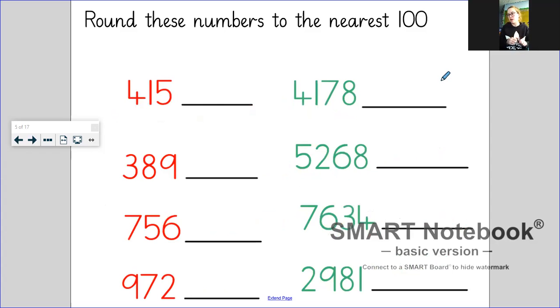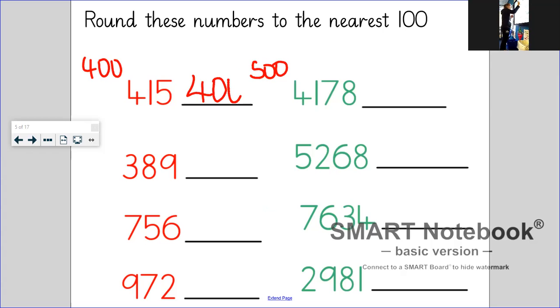So I'm going to do the first 2 for you and then you can continue on. So I'll go back to my board. Okay, so the first one, 415. Now we're looking at hundreds, multiples of hundreds. So we've got 400 on one side, and we've got 500 on the other side. And we need to decide 415, which is it closest to? Well, it's only 15 from 400, and it's 85 from 500. So it would round down to 400.